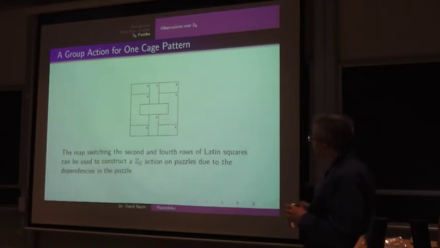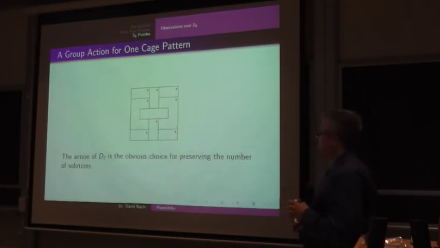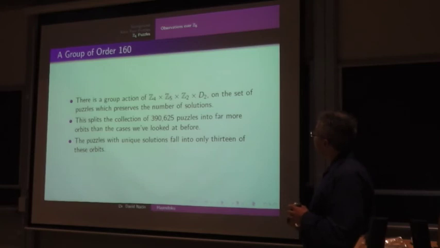What we can do is we can take solutions and we can switch the 2nd and the 4th rows, and there's a dependency amongst the clues here that gives us a similar action on the puzzles that preserves the number of solutions. And then finally, we can still rotate and flip. We can't rotate 90 degrees, but we can rotate 180 degrees. So we put all of that together and we get a group of order 160.